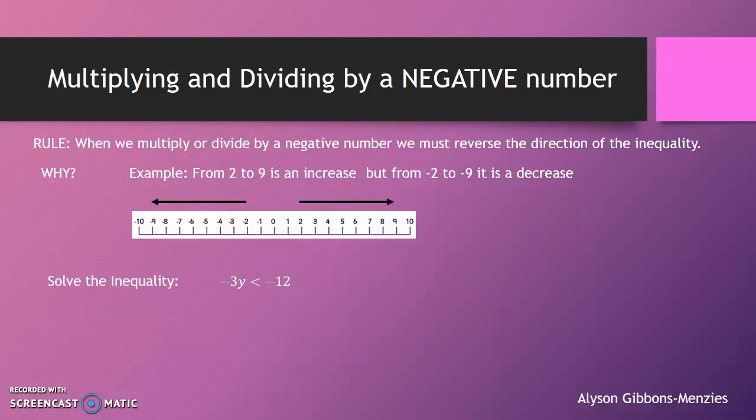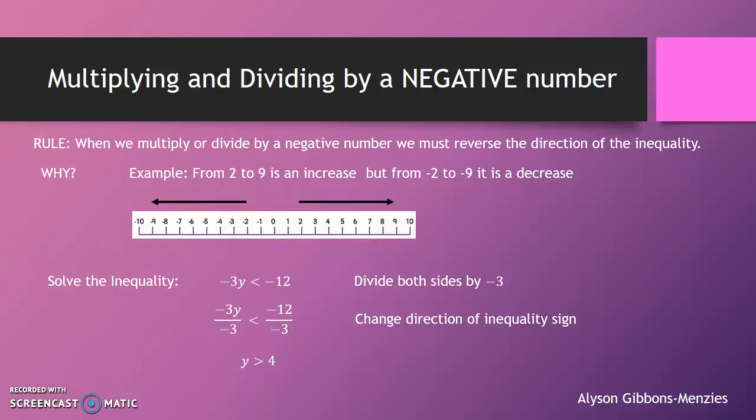Here's an example. Solve the inequality -3y is less than -12. So the first thing we do is divide both sides of the inequality by -3. Now remember, we're dividing by -3, so we must change the direction of the inequality sign. So y is greater than -12 divided by -3, which is 4. So y can take any value above 4, but not including 4. So for example 5, 6, 7, 8.